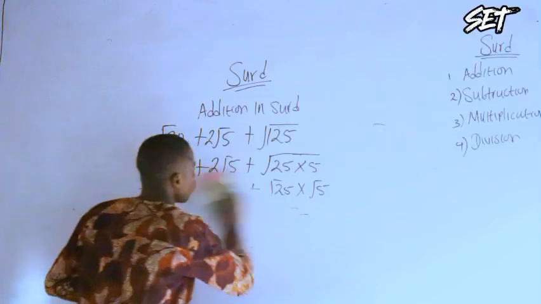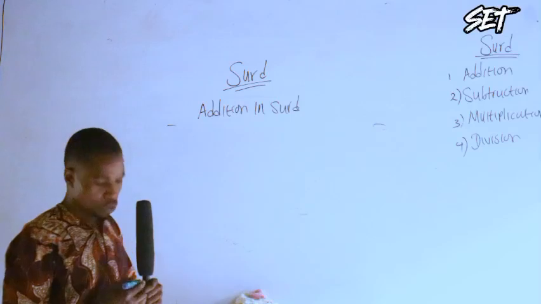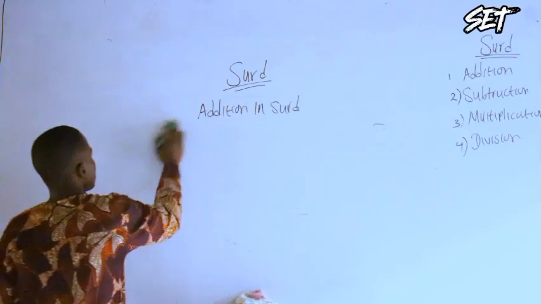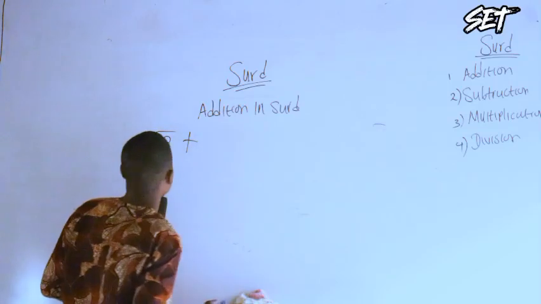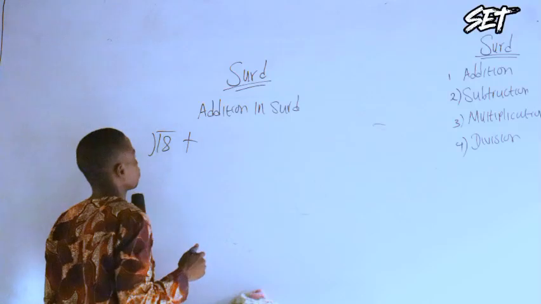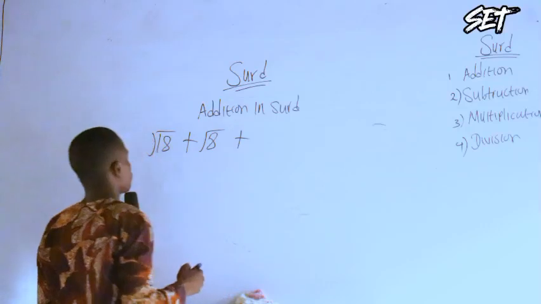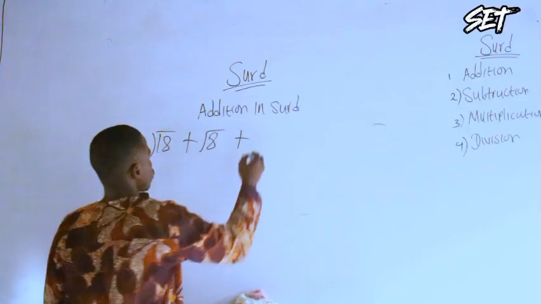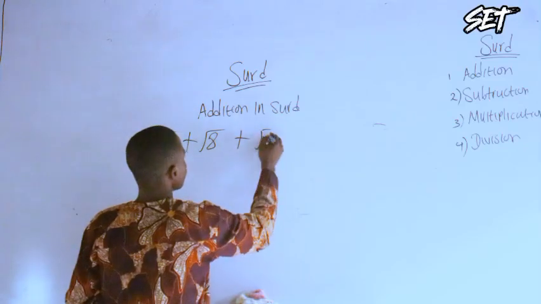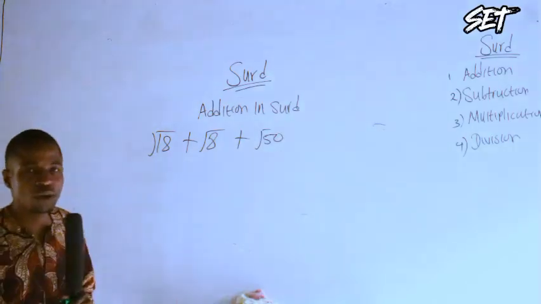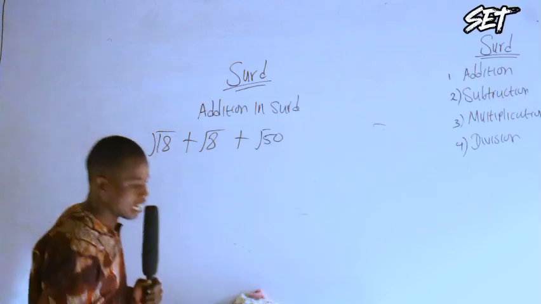Now let us look at another one that you can really understand what is going on here. When we have root 18 plus root 8 plus root 50, now, can we do this? It is very, very simple. Split this one. What is the rational number and non-rational number?